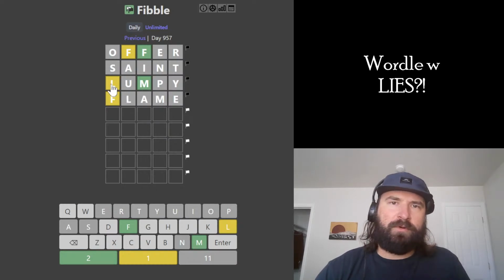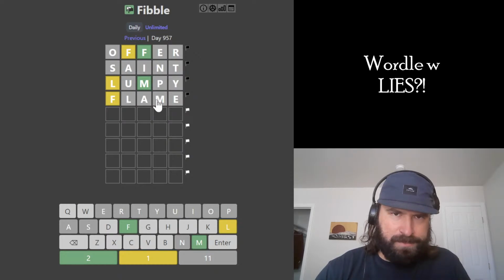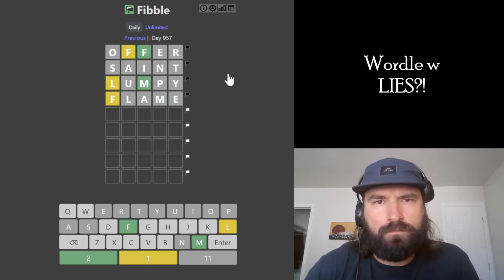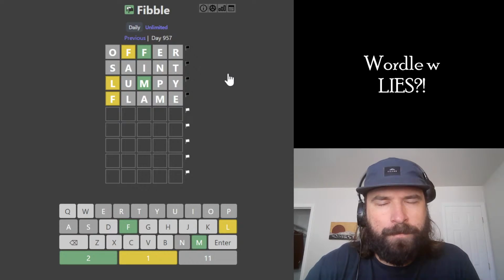Either an M or an L has to be in this word because you only get 1 lie from Lumpy, which means either M or L is lying. We already knew there was an F in because only one of these could be lying as well, but that means the A is out. So we've eliminated a vowel and a letter from Saint. I'm really feeling like our vowel is going to come from Saint. So I'm tempted to test the I.